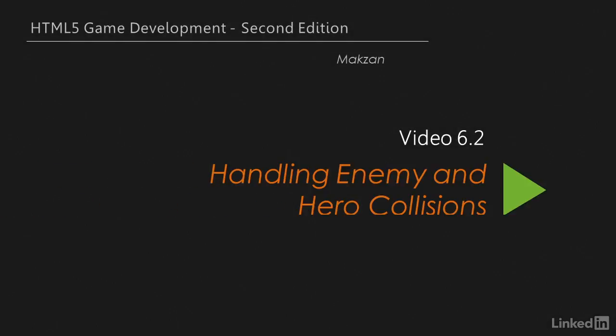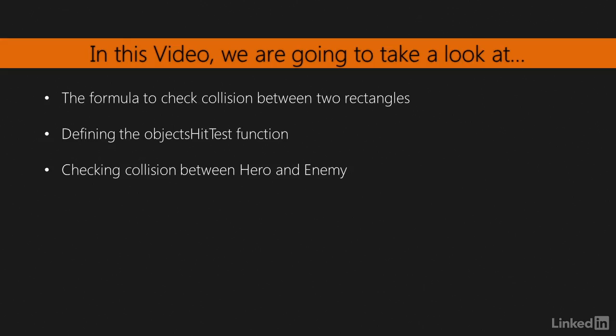In the last video, we created the enemy game object. In this video, we're going to detect collision between the hero and the enemy. We begin by defining the object's hit test function, which checks the collision between two given game objects. Then, we call the function to check the hero and the enemy. If they collide together, we show the hit message in the console.